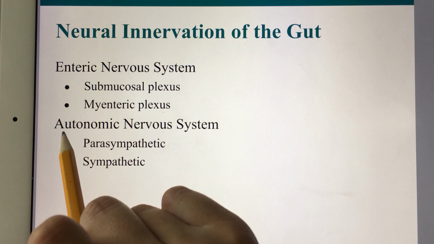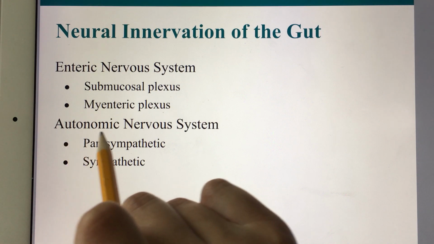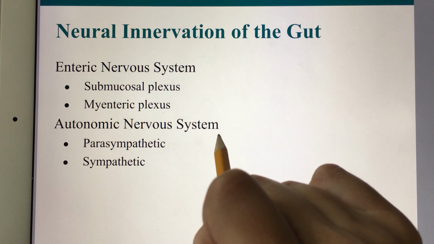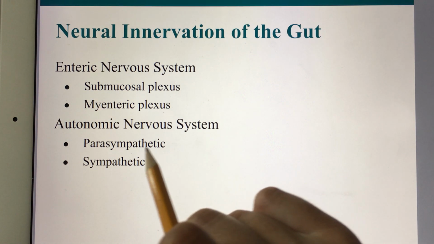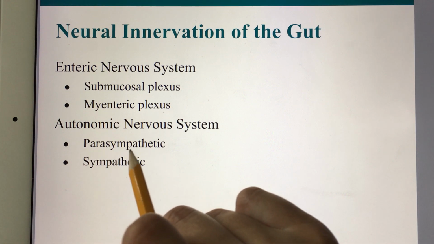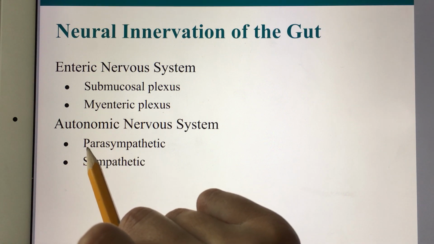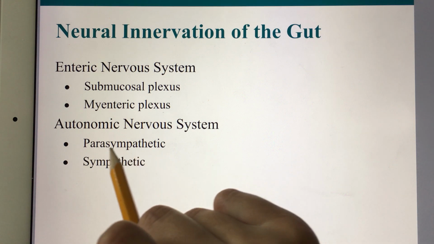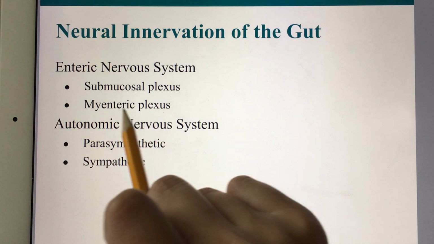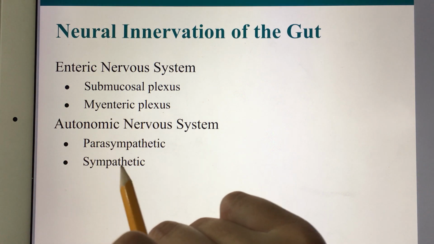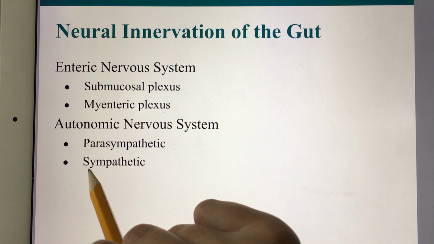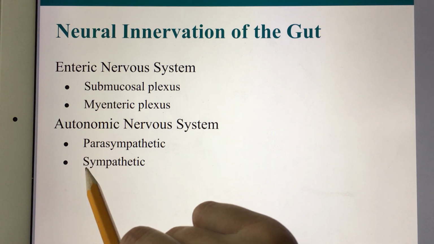The second category of nerves are the autonomic nervous system, the fibers that extend from the brain, and these fibers can be either parasympathetic. The parasympathetic fibers, when these nerves fire, they stimulate the digestion, they stimulate the peristalsis, they stimulate these myenteric plexuses to become active. And the sympathetic fibers are the fibers that actually do not favor digestion. They slow down the peristalsis.